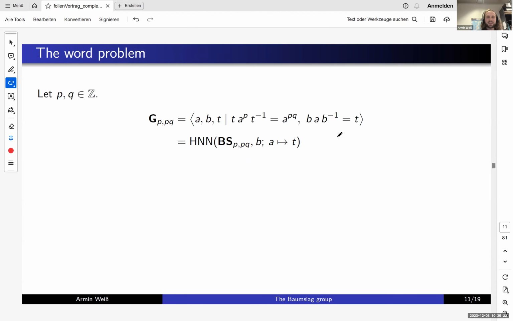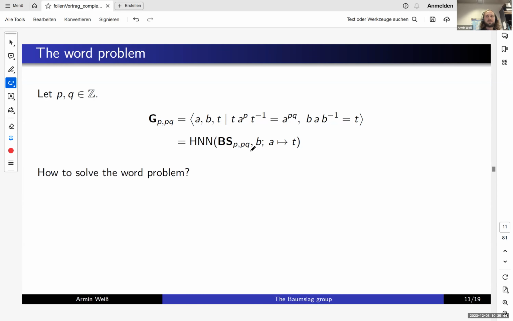Now we consider the slightly more general Baumslag groups. There we also allow these exponents a to the p, and here we allow a to the pq. But now here one exponent divides the other exponent. That's important. And so we can write it as an HNN extension of this Baumslag-Solitar group.